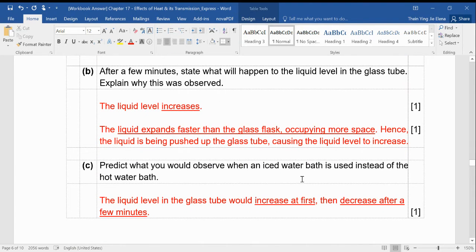Predict what you observe in an ice water bath. So the liquid level would increase first, because you will see that the flask will become a little bit smaller because it will contract. Then it will be able to hold less volume, so the liquid level increases slightly. Then after a while, the liquid itself will lose heat energy. Then the particles will become closer and occupy a lesser volume. That's why it will decrease after a few minutes.